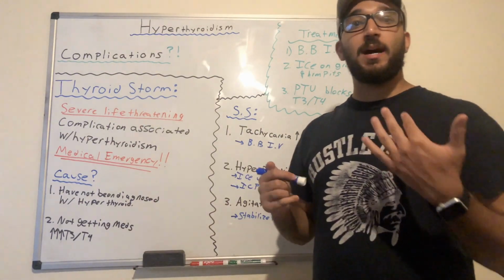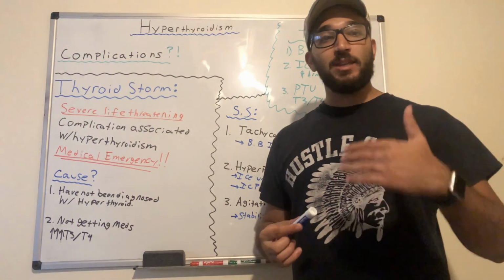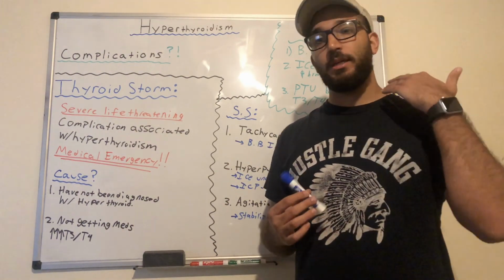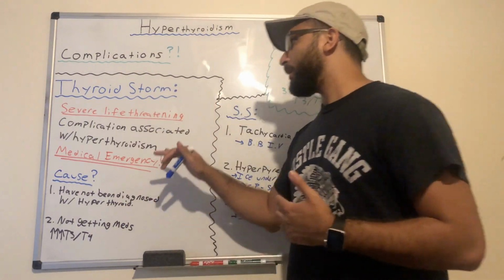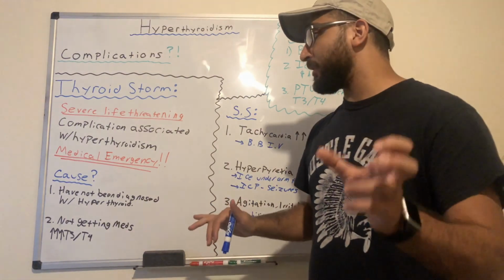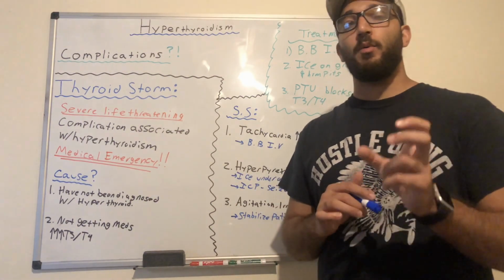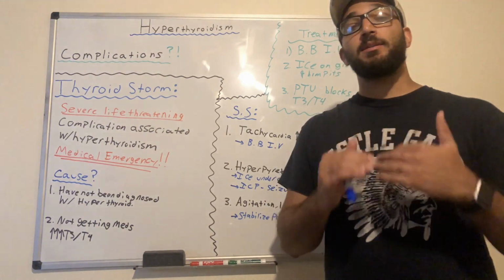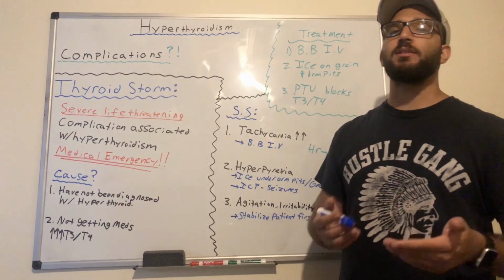Also, if a patient is not getting their meds or not taking them correctly, and that T3, T4 hormone is building up, it can also lead to a thyroid storm. So thyroid storm is a severe life-threatening complication that's associated with hyperthyroidism, and it is considered to be a medical emergency. What do we see with a patient who has a thyroid storm?